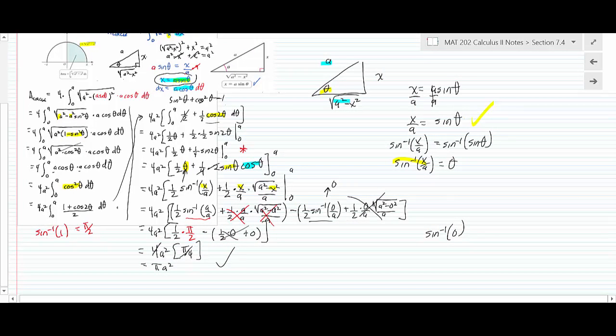And then the purpose of that, it's not something I'd ever test you on, but it's just showing you how you can use an integral to develop, not really to prove, some sort of a formula. So we got pi a squared.